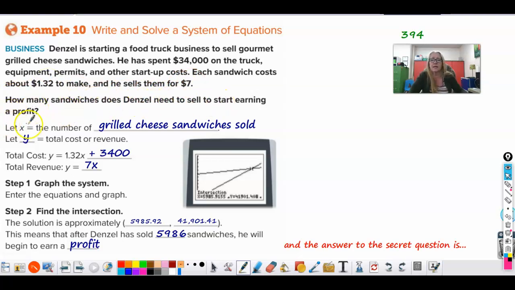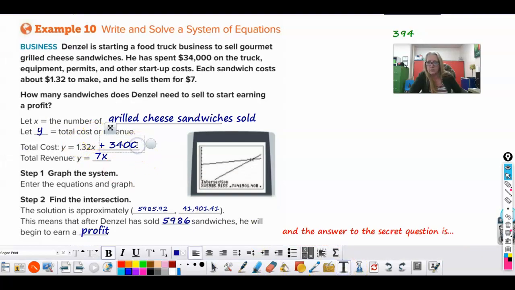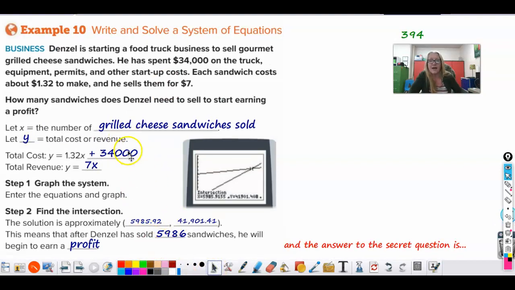Okay, so they're saying let X equal the number of grilled cheese sandwiches he sells. Let Y equal the total cost. So you're going to have two equations here. You've got the total cost equation where you have Y equals 1.32. That's how much it costs to make each sandwich. X is the number of sandwiches plus the, it should have been 34,000. Oops. That should be 34,000. Missing a zero. Now it doesn't fit. Of course. Okay. Plus the 34,000 it cost him to buy the truck and all the stuff.